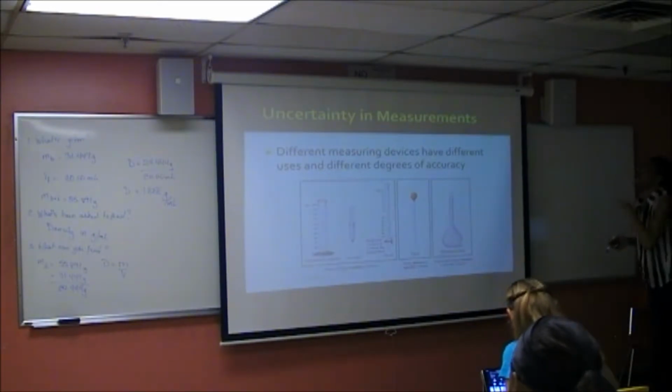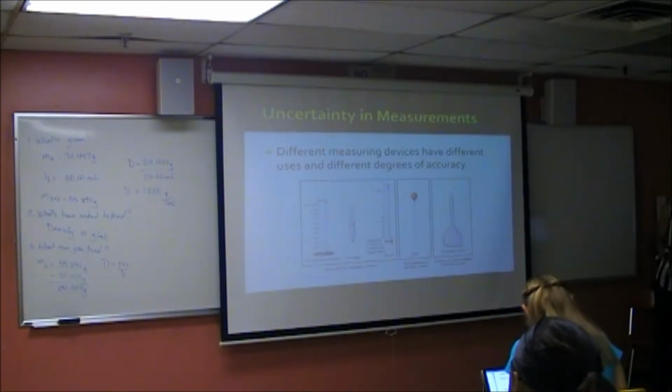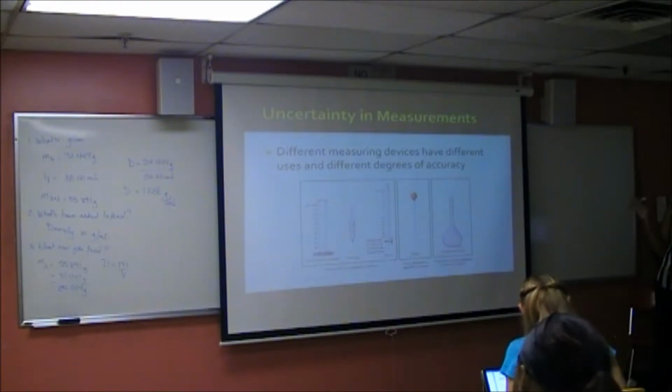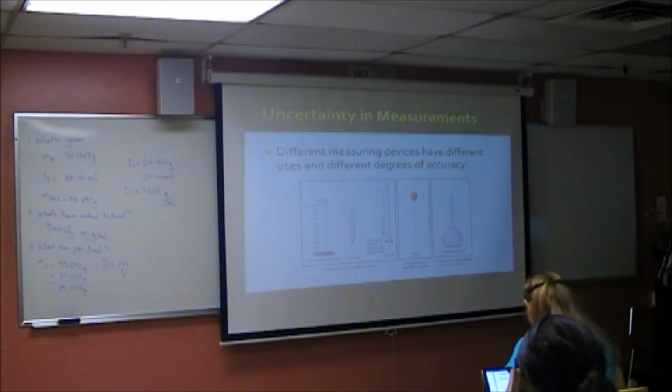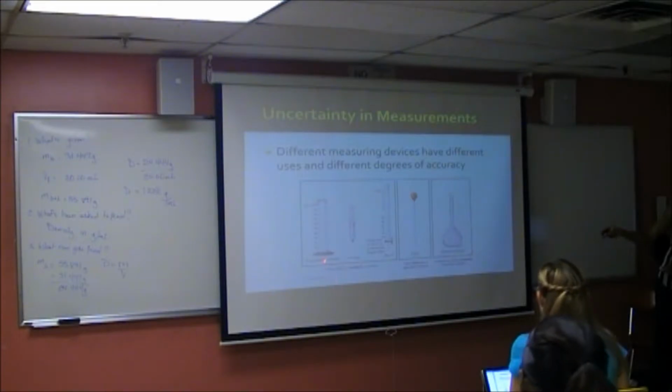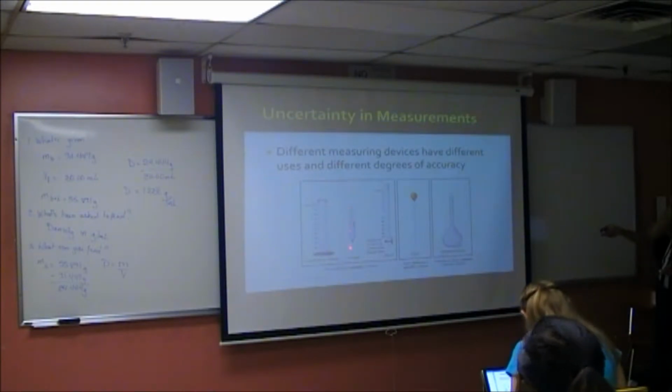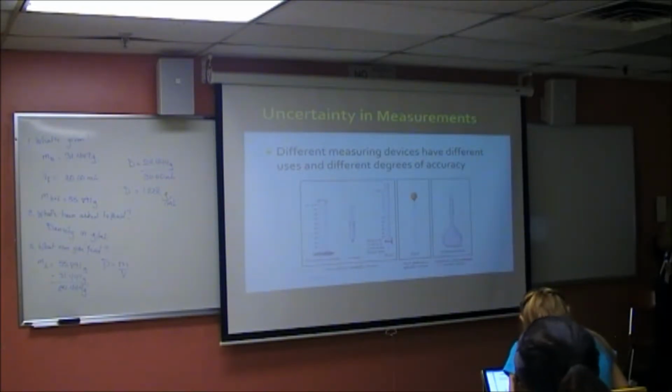The uncertainty in measurement. Every measuring device that you have will have its own type of accuracy and precision. Here you have your graduated cylinder, your syringe, and your burette. The volume here will vary depending on how you are seeing it. It's all dependent on you and where you place your meniscus, and how the device itself is calibrated.